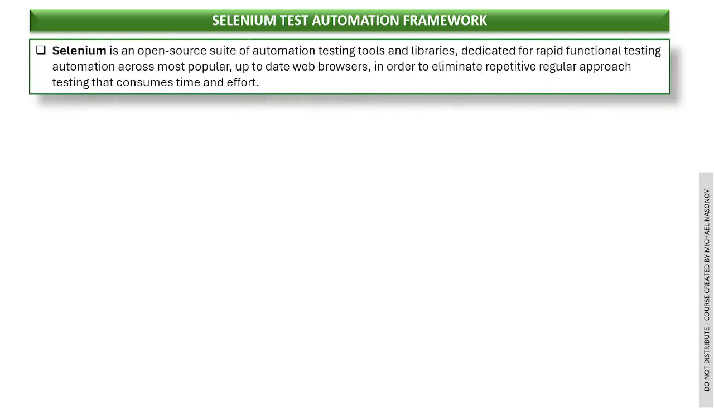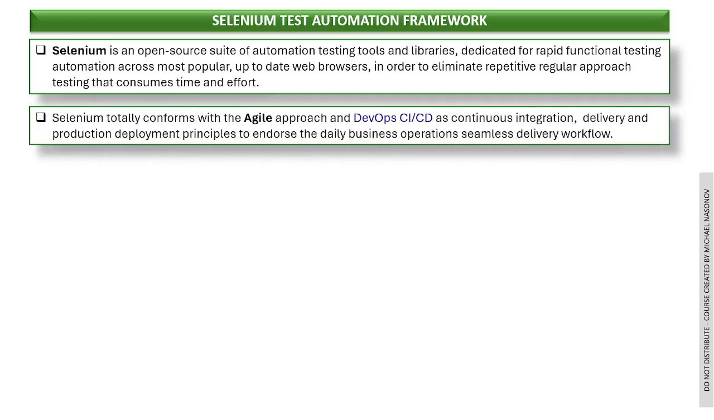Selenium is an open source suite of automation testing tools and libraries dedicated to rapid functional testing automation across most popular and up-to-date web browsers in order to eliminate repetitive regular approach testing that consumes time and effort. Selenium today totally conforms with the Agile approach and DevOps CI/CD, as continuous integration, delivery, and production deployment principles, to endorse the daily business operations seamless delivery workflow.